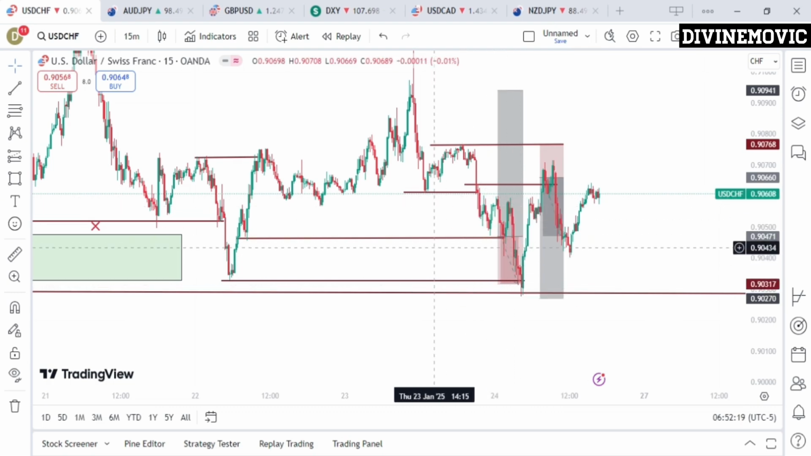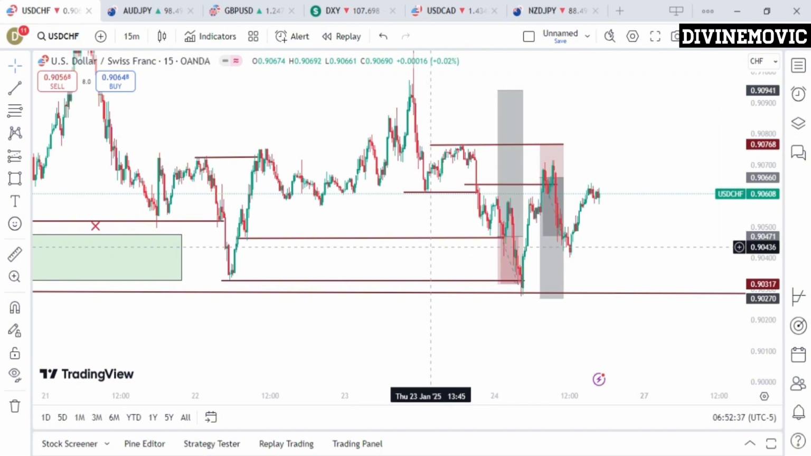Right? So this is basically how I backtest my strategy. I'm focused on two things. Where is the valid point of interest? And where is the liquidity that will power the point of interest?